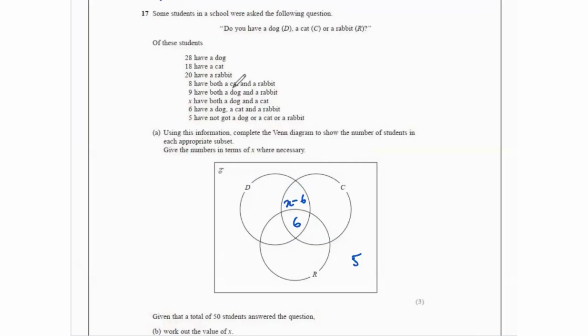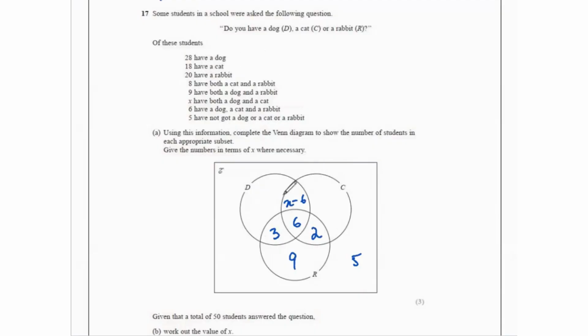Then 9 have both a dog and a rabbit. So both dog and rabbit is 9. So this is going to be 3. 8 have both a cat and a rabbit. So all of this is going to be 8. Hence this is 2. 20 have a rabbit. So the entire R circle is 20. Out of 20, we already have 11 given. So which means this is going to be 20 minus 11, and that's 9.